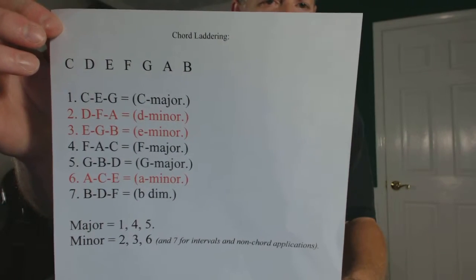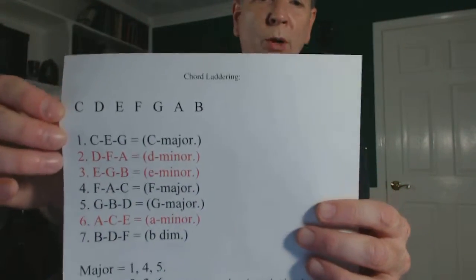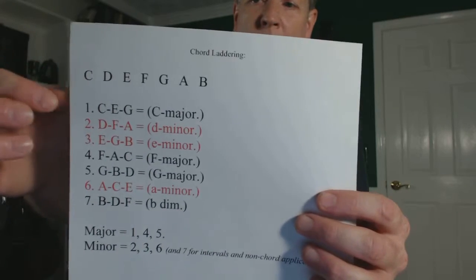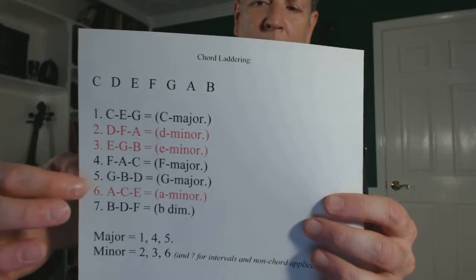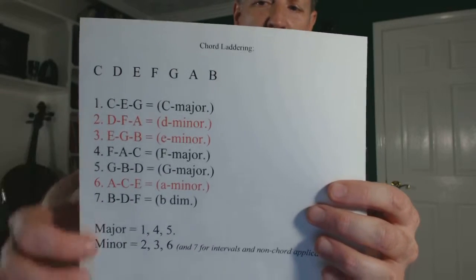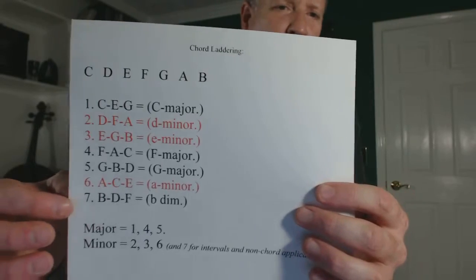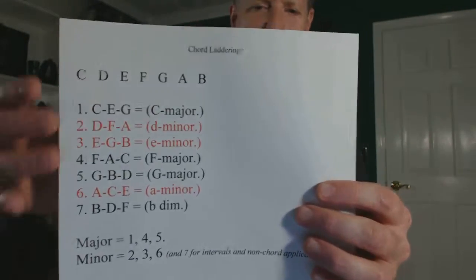But basically what this is, this explains chord laddering. I've drawn my C scale out across here, and the way chord laddering works, this scale generates these chords. And I put the minor chords in red, and I put the major chords in black. And I probably should put this diminished chord in red or a different color, but my mistake. I was typing it up fast.